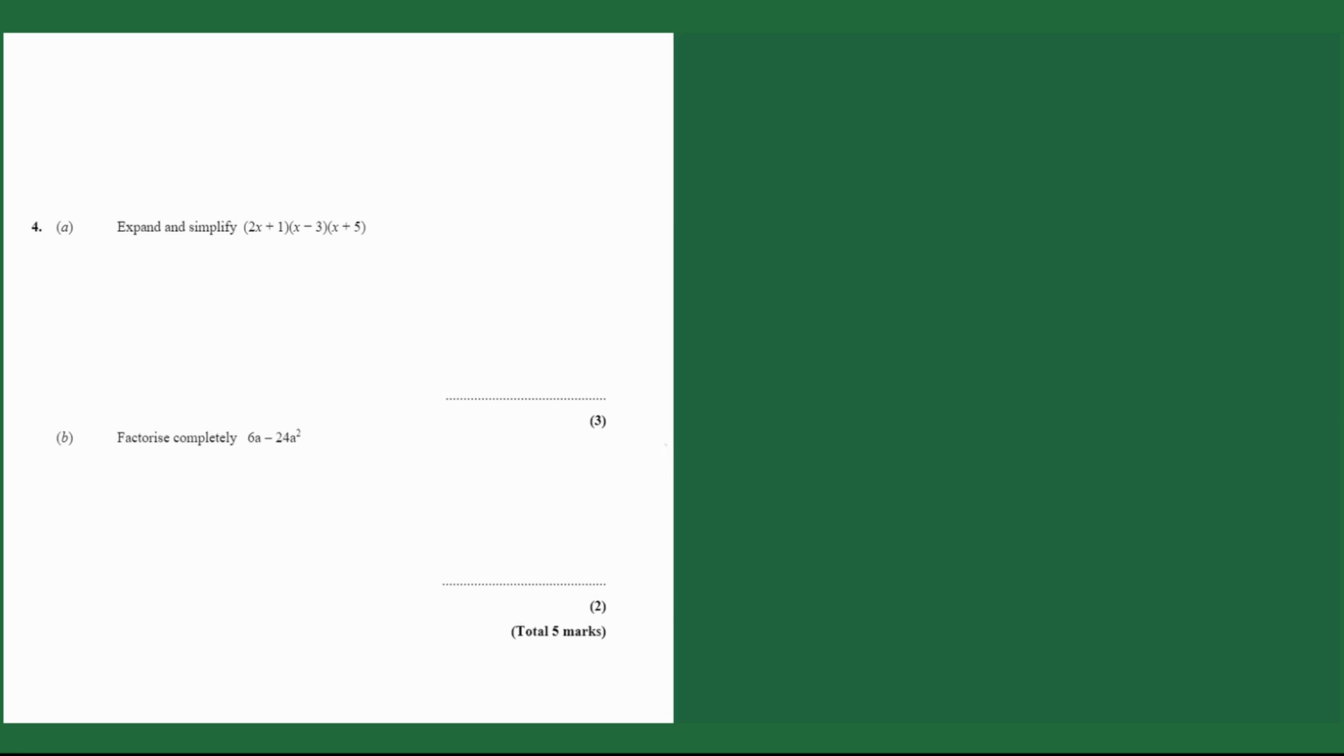Question number 4, expand and simplify. So 3 brackets here, so let me write the question. 2x plus 1, x minus 3, and x plus 5. So the way to do this one, keep 1 bracket and find the answer for expanding out the other 2 brackets.